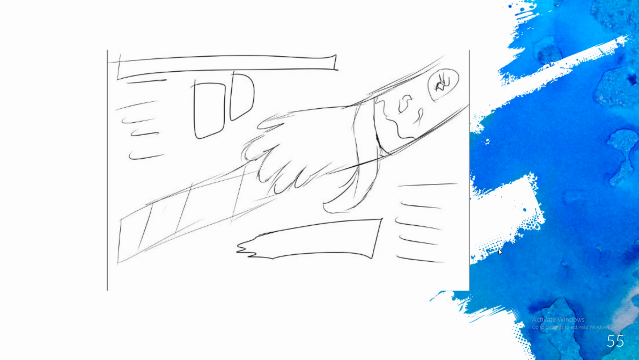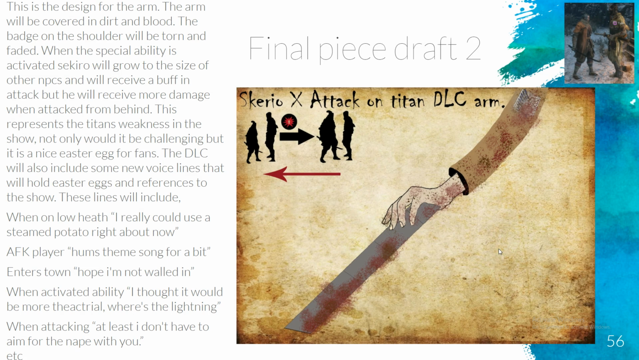Here we have it more detailed. And here's my final piece, draft. This is the original design for the arm. It will be covered in dirt and blood. The bandage on the shoulder will be torn. The badge on the shoulder will be torn and faded.